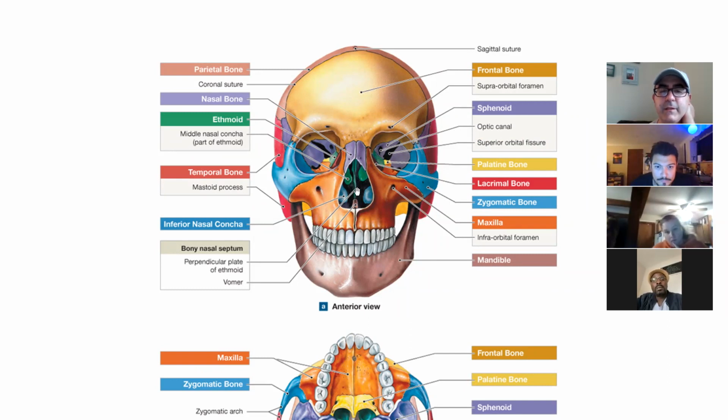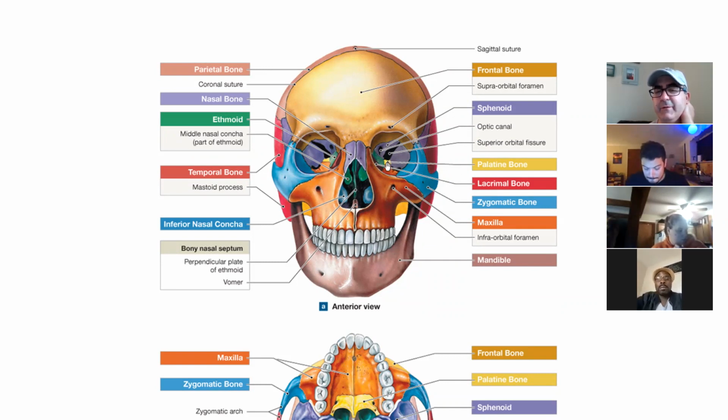This thing right in the middle of the nose, that's where the vomer is, right? You can see it's kind of purple here. The mandible is the lower jaw. The maxilla is the orange, it's the upper jaw. Zygomatic bones are blue in this diagram. Those are the cheekbones. Lacrimal bones, that's where your tear duct goes through. Those are right on the inside of the eye socket, right?